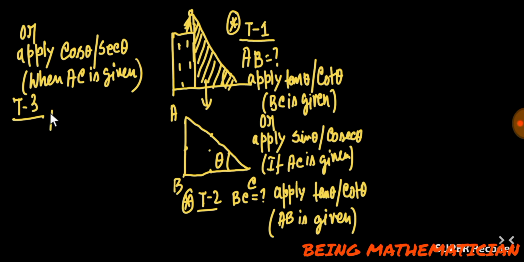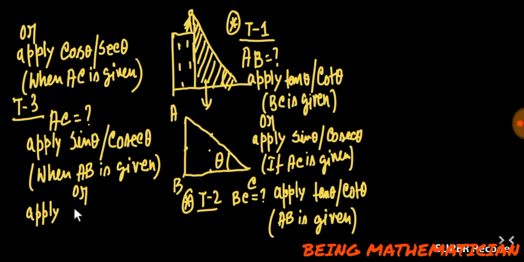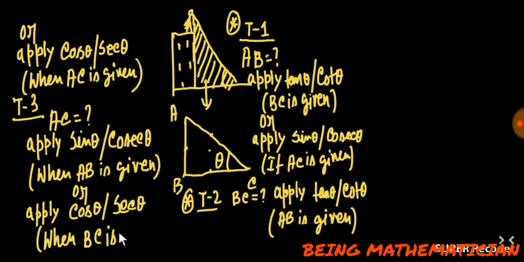Now let's see trick number 3. If we want to determine AC, then apply sin theta or cosec theta when AB is given, or apply cos theta or sec theta when BC is given.